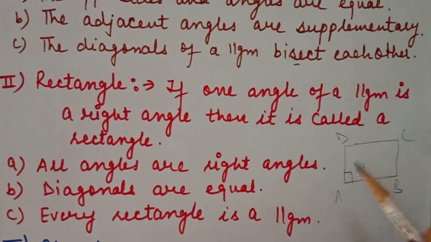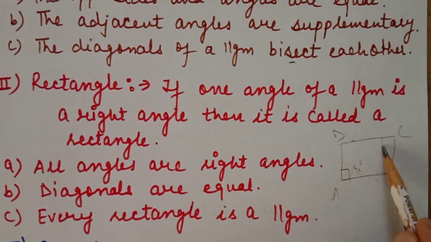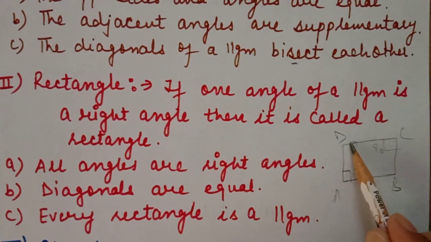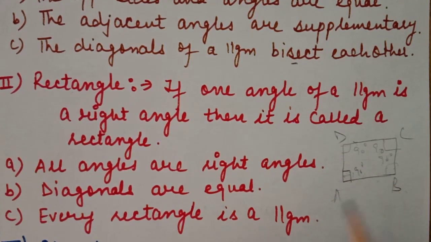So students, first of all, if we have a parallelogram in which one angle is 90 degrees, then all angles are 90 degrees, because in a parallelogram opposite angles are equal and adjacent angles are supplementary.